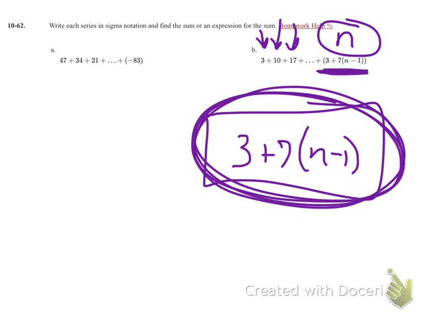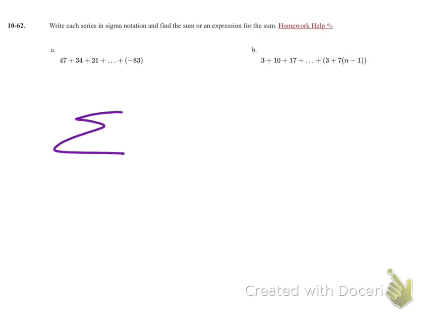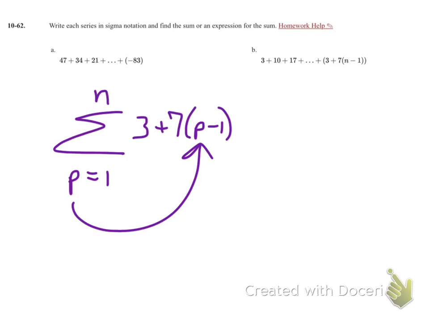So if we think of my sigma notation, I'm going to start with n equals 1. I'm going to actually switch that to p equals 1. And it's going to go to n number of terms. I'm just keeping those as different variables. My sum, or my first term form rather, is 3 plus 7 times p minus 1, because these two have to match up. That is my summation notation for that.